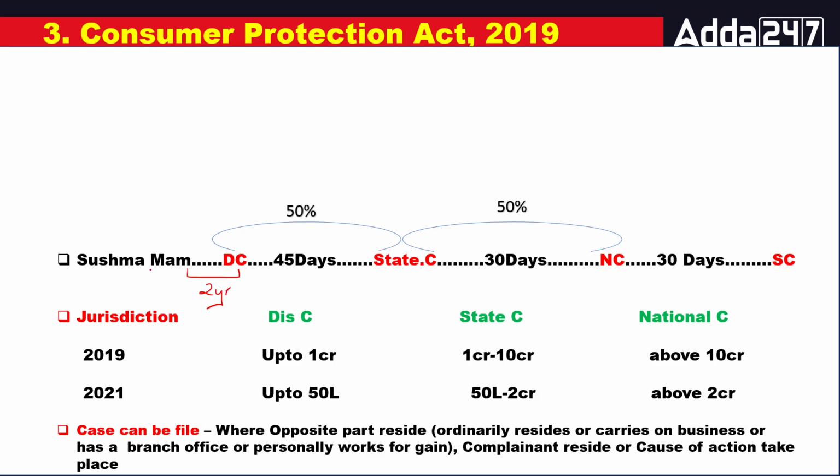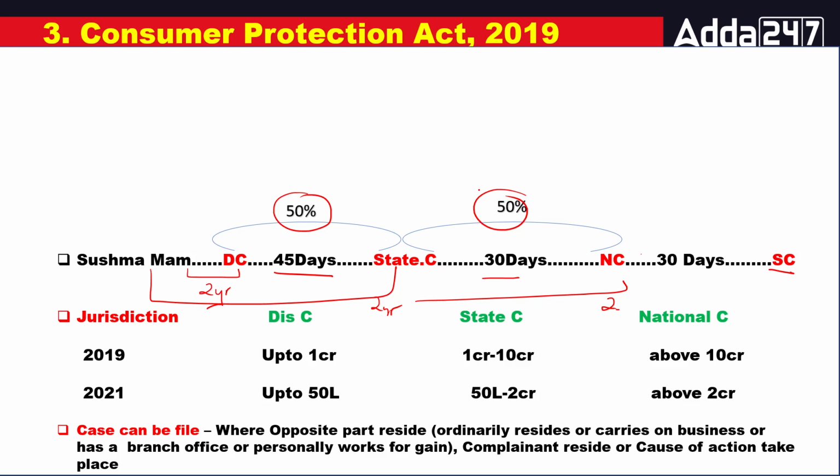If he wants to file the case in state commission directly, 2 years is the limitation period, and directly in national commission, 2 years is the limitation period. From district commission to state commission within 45 days, from state commission to national commission within 30 days, and from national commission to Supreme Court within 30 days. From district commission to state commission, he has to pay 50%, then he can appeal. From state commission to national commission, he has to pay 50%, then he can go to the national commission.